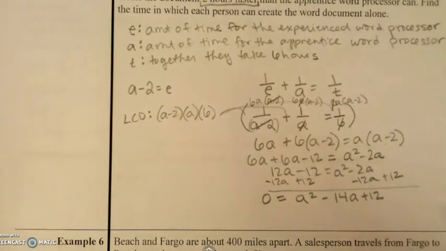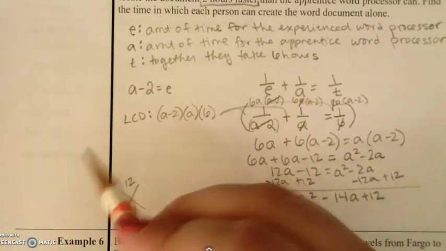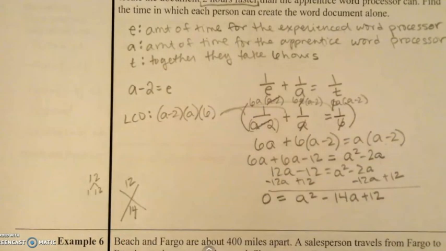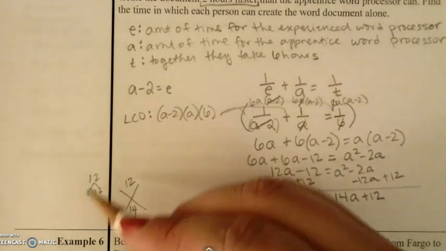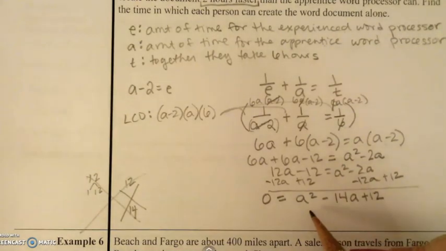Does it factor? Well, are there any factors of 12 that add up to 14? I don't know off the top of my head, but I can tell immediately my biggest factors are going to be 1 and 12, which only have a sum of 13. So this is not going to work. What that means is that we need to use either completing the square or the quadratic formula. Now, it's up to you which one to use. However, I would recommend quadratic formula just because of the way we already have it set up.